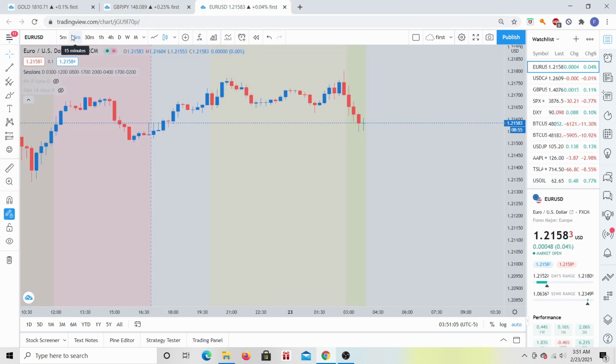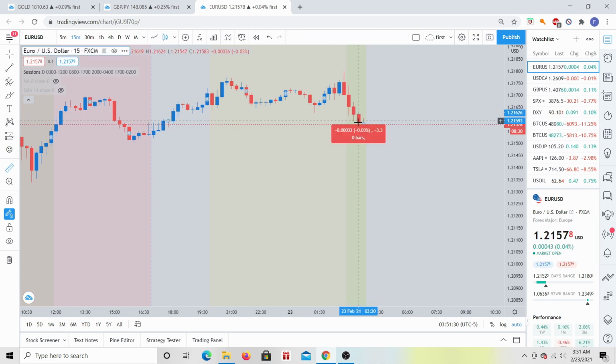This is a 15-minute chart. And we're going to click on our ruler right here on Trading View. And let's measure the previous 15-minute candle, which was formed at 3:30 a.m. and finished at 3:45 a.m. So let's measure how many pips were in it for Euro USD. As you can see, you see 8.5. So 8.5 pips were within that candle.